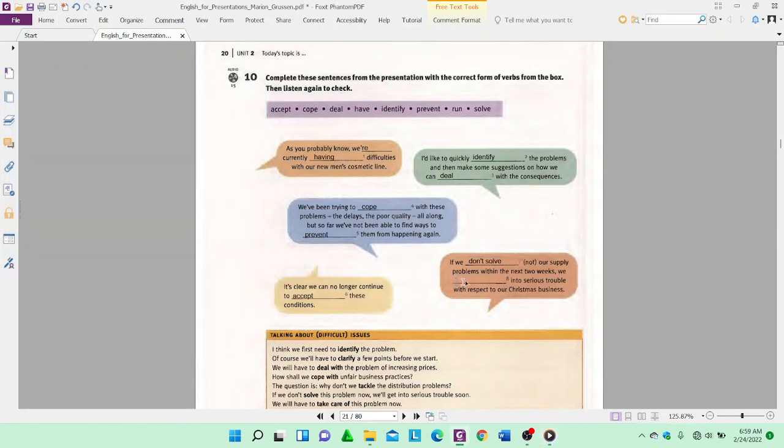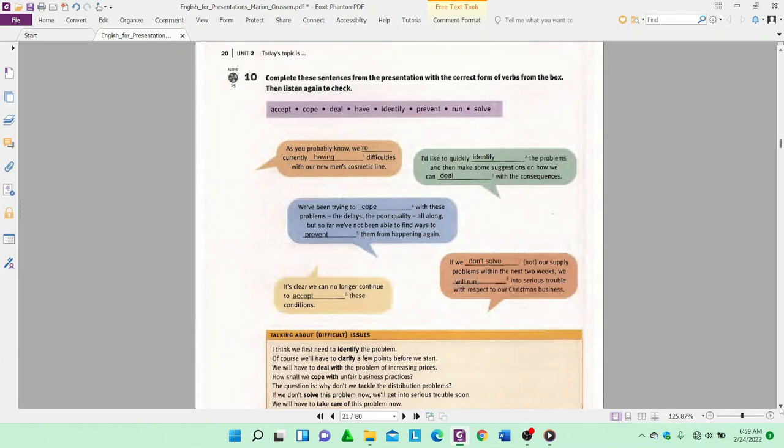We'll run into serious trouble. So we'll run into serious trouble with respect to our Christmas business. Oke ya. Nah, artinya cari ya kalau yang nggak tahu. Kalau sudah tahu, alhamdulillah. Right.